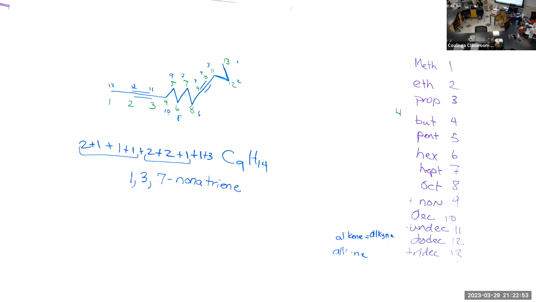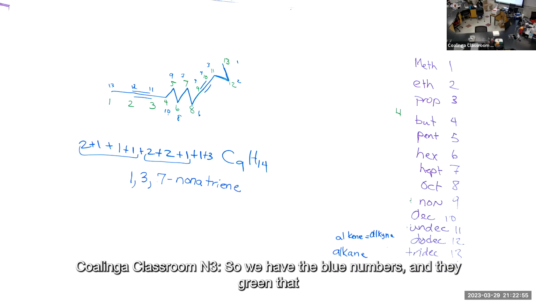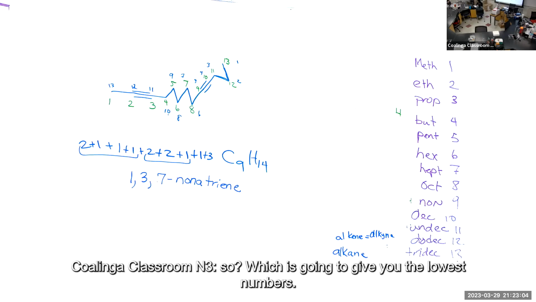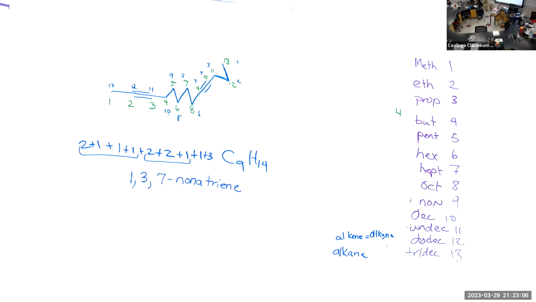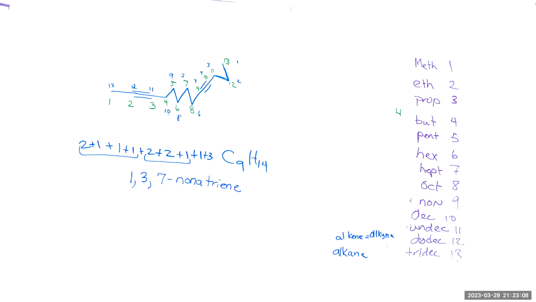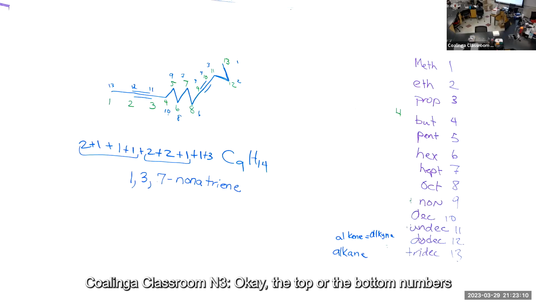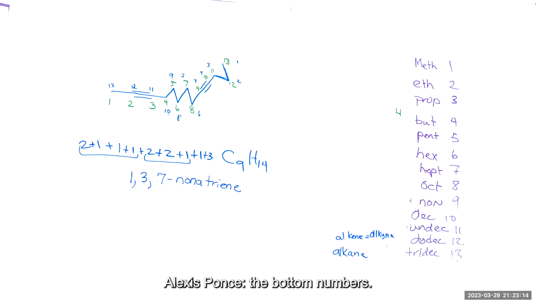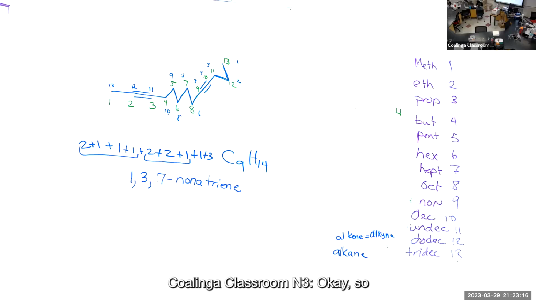Okay. So we have the blue numbers and the green numbers. For you, the top or the bottom numbers? Which is going to give me the lowest numbers? The bottom numbers. Okay, bottom numbers are going to give me the lowest numbers. So tell me where my triple bonds are.